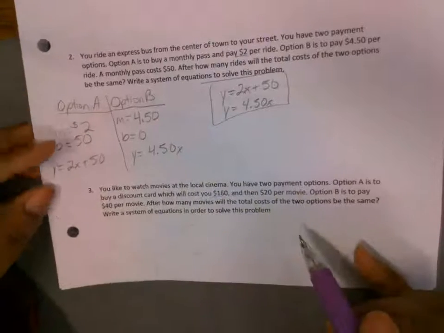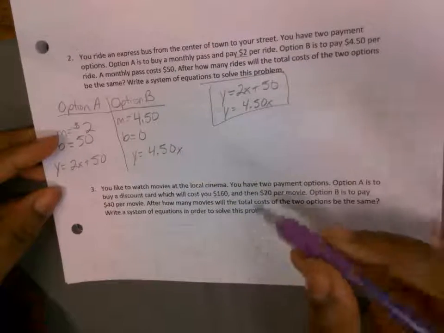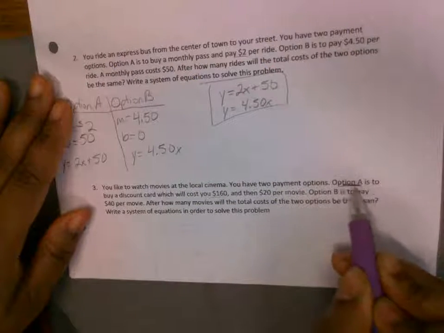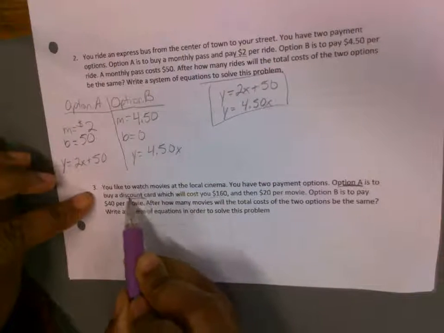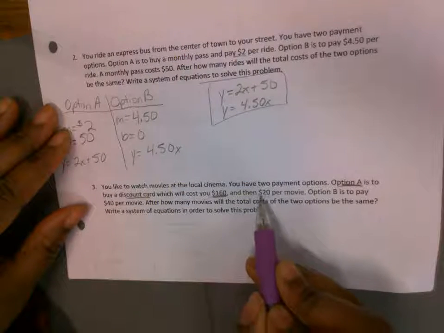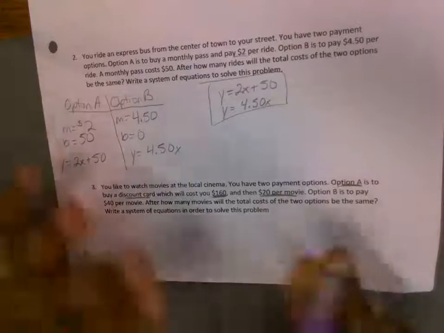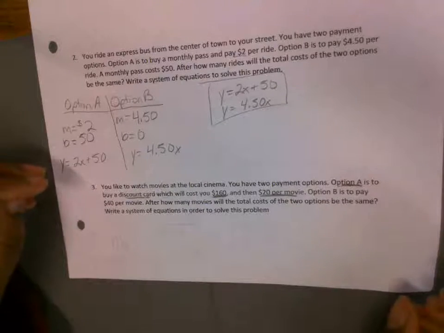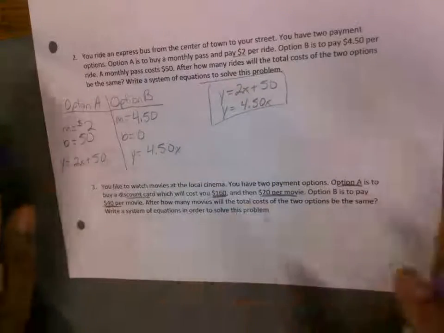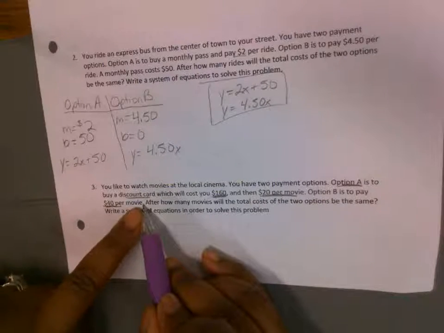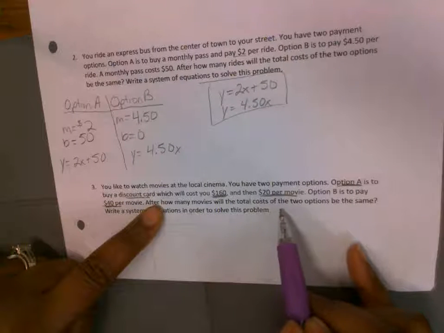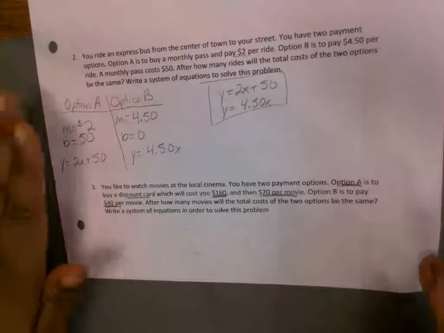You like to watch movies at the local cinema. You have 2 payment options. Option A is to buy a discount card, which will cost you $160, then $20 per movie. So that is option A. Option B is to pay $40 per movie, and that's it, period. See that period right there? It says, after how many movies will the total cost of the 2 options be the same?